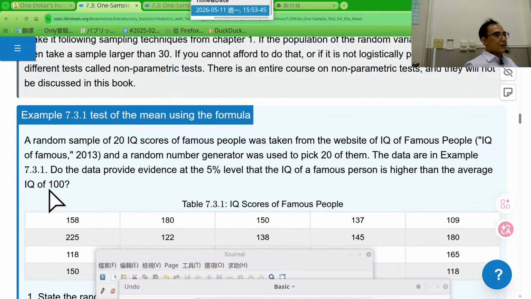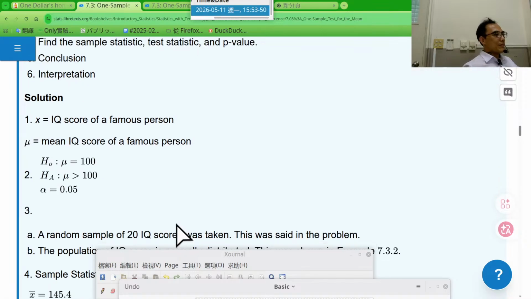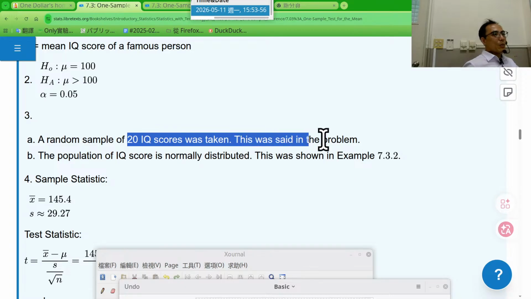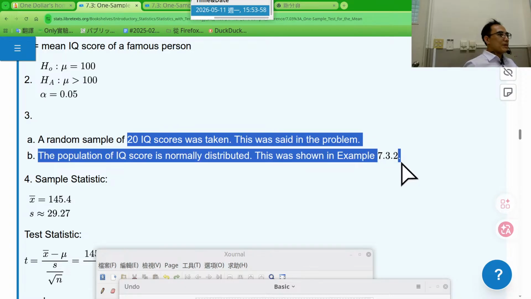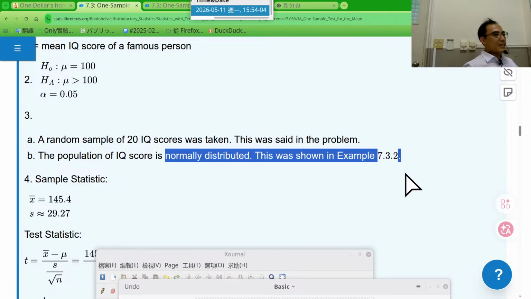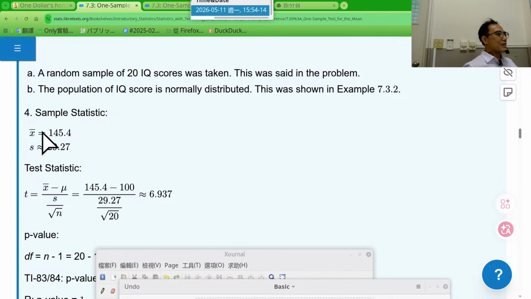Sure, actually, we got this. And now, a random sample of 20 IQ scores was taken, as said in the problem. The population of IQ scores is normally distributed, as shown here. And now, x bar is 145.4, the standard deviation is 29.7. And now, please calculate this number first.